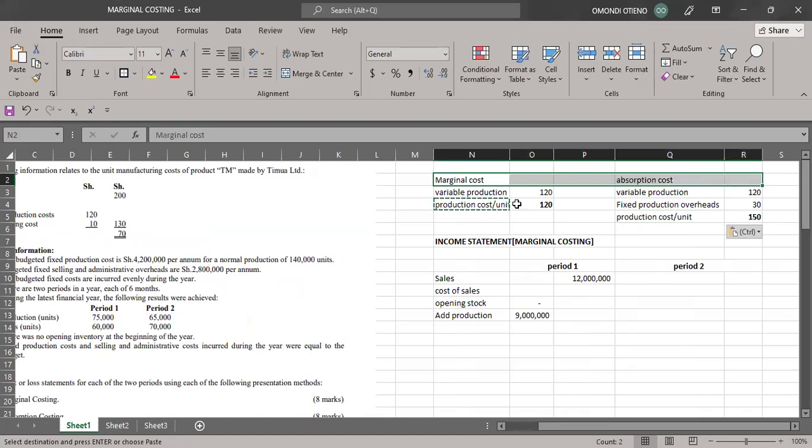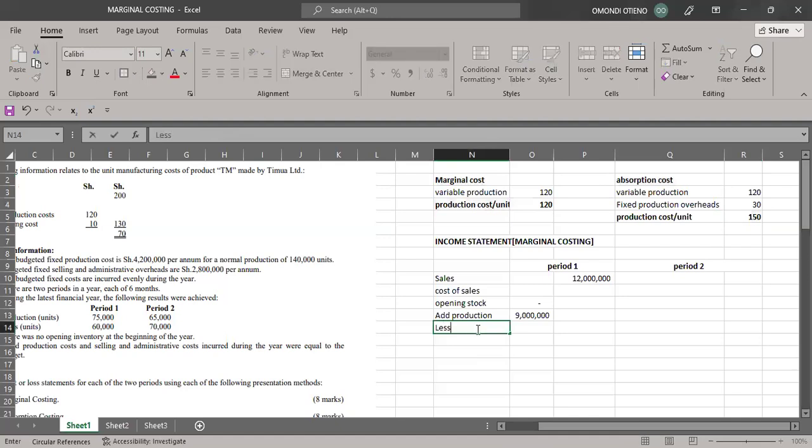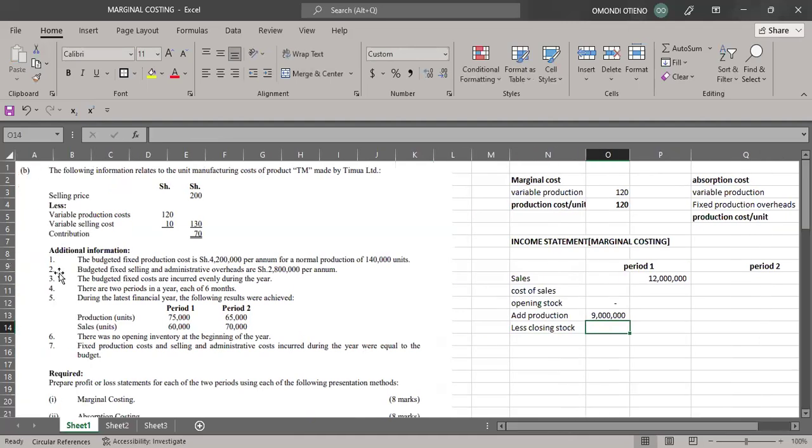Have you been able to get the same answer? 9 million. To the production cost, we now need to less what we call closing stock. So if your opening stock in terms of quantity was 0, add what was produced, which is 75,000. It will give us total goods available for sale. That is 75,000. But what was sold is only 60,000. So what is the quantity of our closing stock?